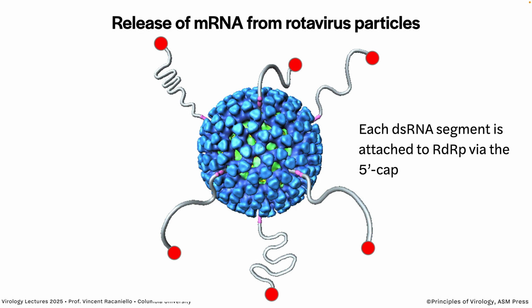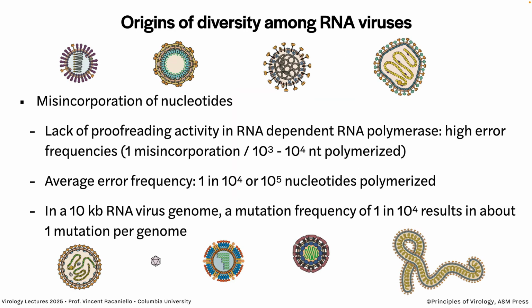And guess what? How many 5-fold axes are there in an icosahedral particle? Do you remember? 12. Do you know the maximum number of double-stranded segments there are in these viruses? 12. You can't have more than 12 because you have one segment per 5-fold axis, because that's where the polymerase sits. You can have less, you have 10 or 8 or 6 or whatever, but you can't have more than 12. Okay, last thing I'm going to talk about is making mistakes, origins of diversity.